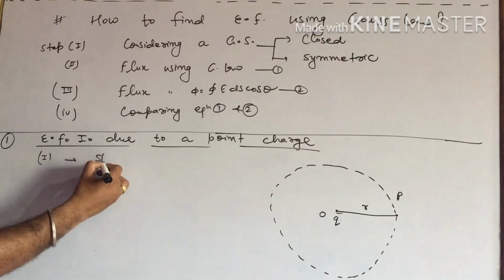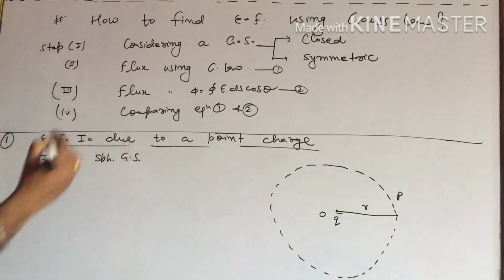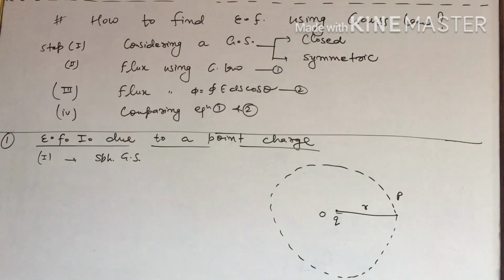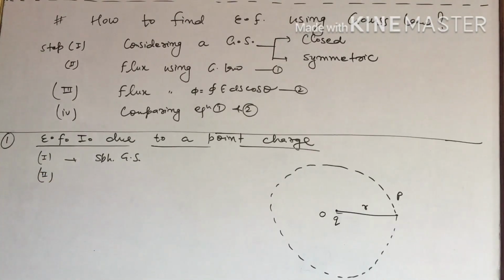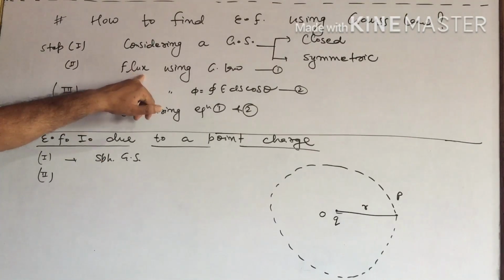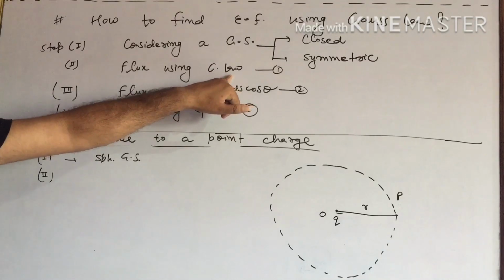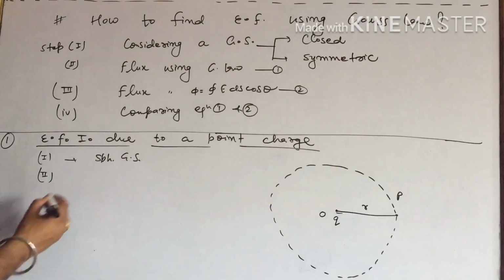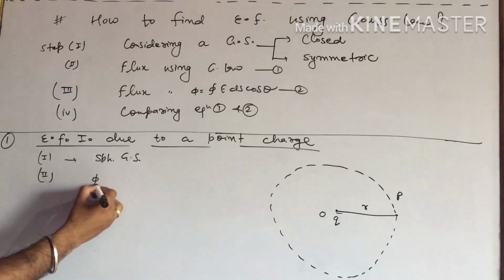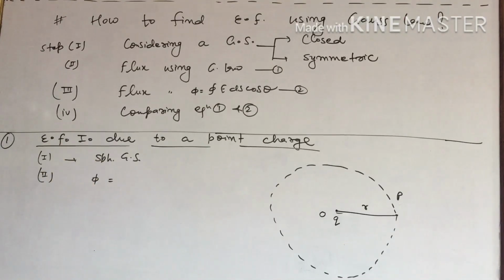We have assumed a spherical Gaussian surface. Now the second step is we have to find out flux using Gauss law. So let us apply Gauss law for this closed surface. So flux through the Gaussian surface.